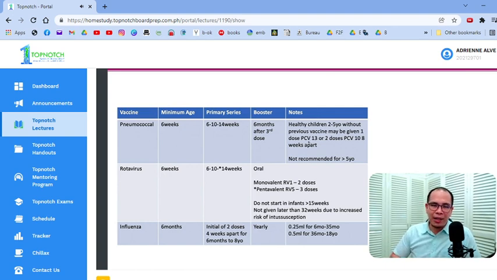So kunwari, nakalimutan sa health center, hindi lahat ng health center may pneumococcal vaccine. Tapos meron kang 3-year-old na never pang nakareceive ng pneumonia vaccine. Isang PCV13, okay na raw yun. Booster is 6 months after the third dose. So 6, 10, 14, then 6 months after the third dose.